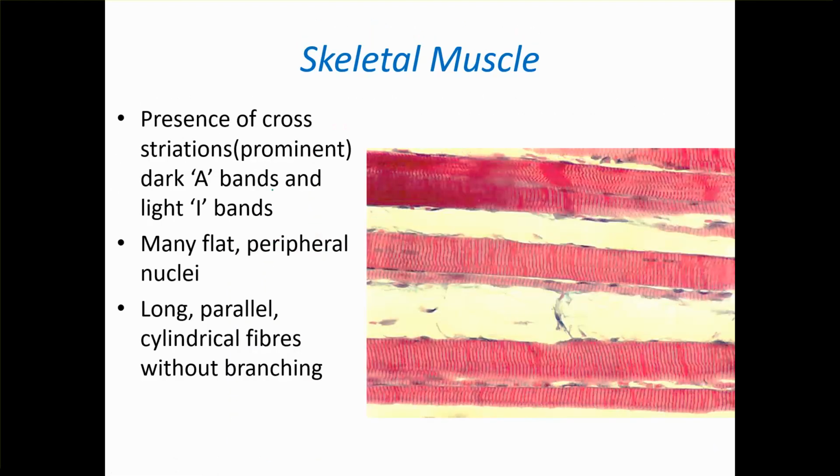Now coming to skeletal muscle, it has prominent A bands and I bands, okay. As you can see the lines over here, the dark pink ones will be the A band and the light ones are called the I band, okay. What about the nucleus? The nucleus is in the periphery, okay. These are flat peripheral nuclei, and you have long parallel cylindrical fibers without branching, okay.